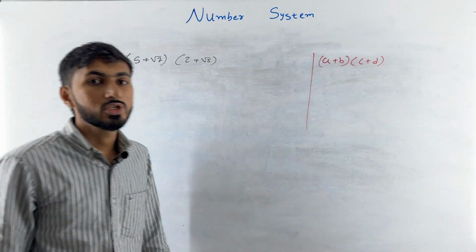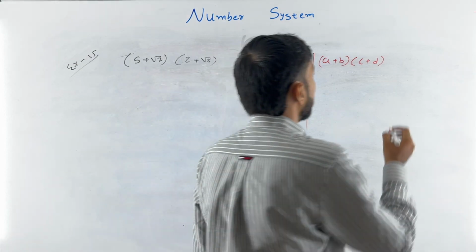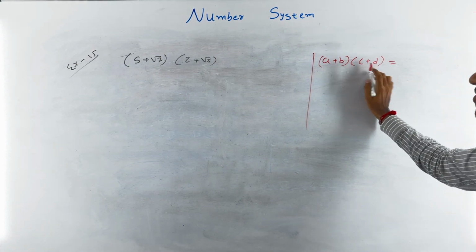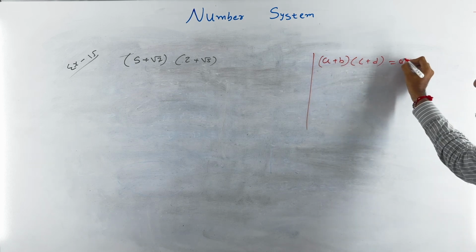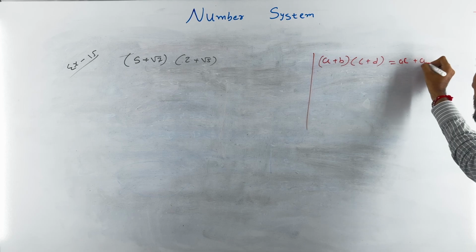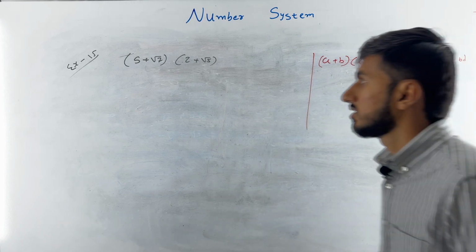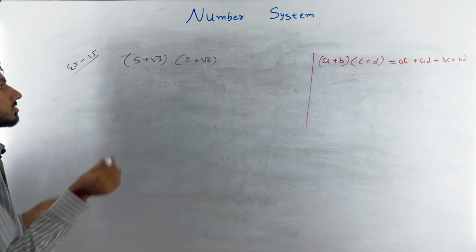What is the answer of a plus b multiply c plus d? We have already learned this in standard 8. The answer will be: first I multiply a with these two, then I multiply b with these two. So my answer will be ac plus ad plus bc plus bd. Same way I can do it for this question.